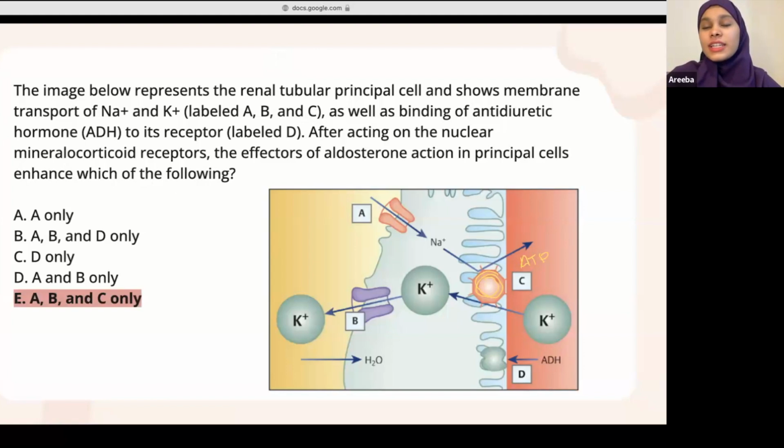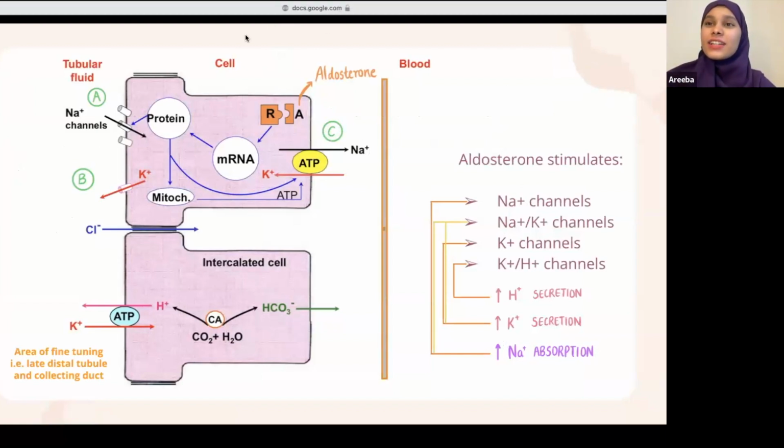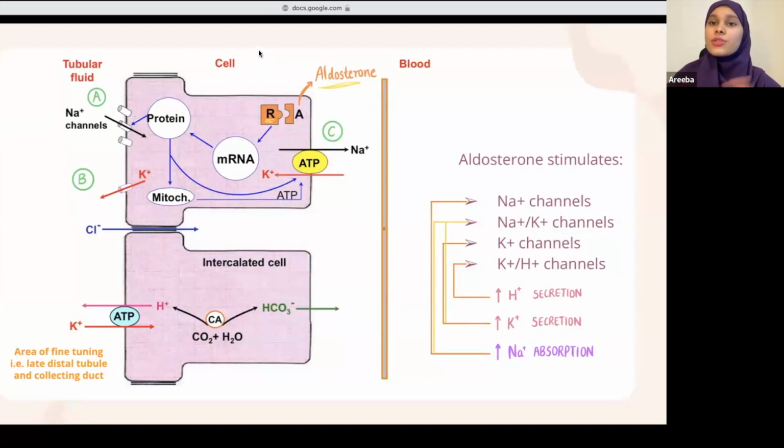The answer is E. It will be A, B, and C only. Basically, what happens is, can you go next, Khalid? Thank you. So this is the picture from your slides. Aldosterone will come, bind to its receptors, and go to the mRNA. It will activate protein synthesis, and these proteins are basically the sodium channels, which was A in the question.